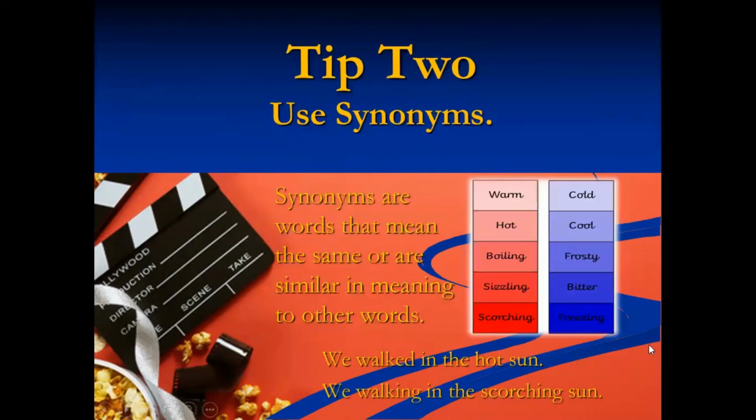Tip 2, use synonyms. Synonyms are words that mean the same or are similar in meaning to other words.